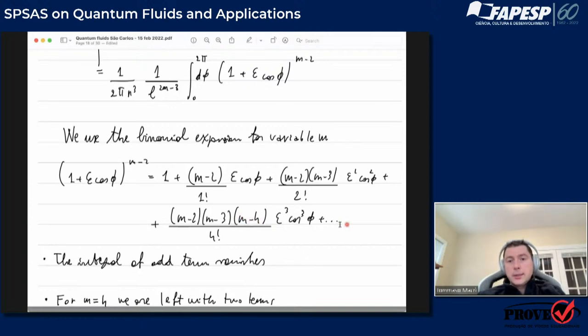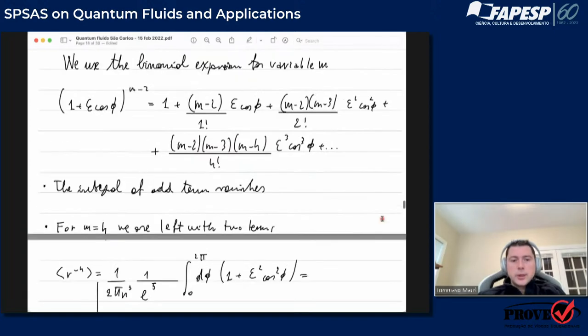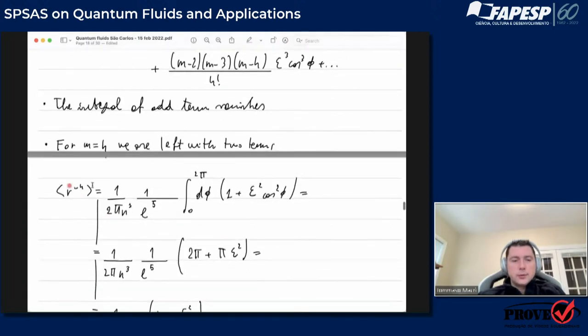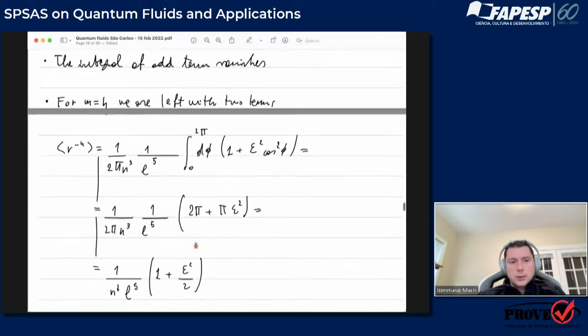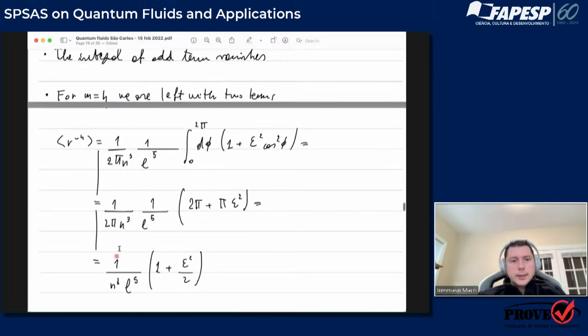So we can expect, by going forward with the expansion, that all the higher order terms also vanish. So we have just two terms. So we can do the integral for x minus 4. And then what we find out, so these are just very simple types of integral, is that the expectation value of r to the minus 4 goes like this.